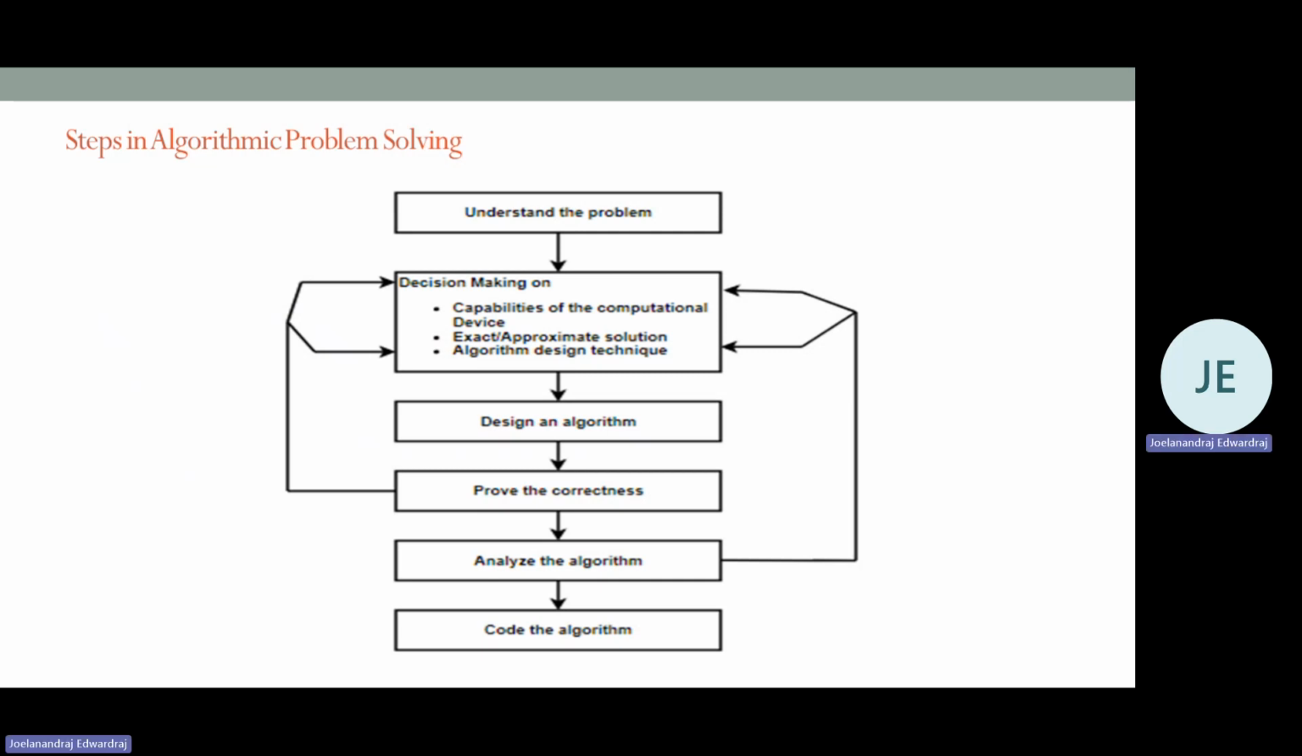Next, we have to analyze the algorithm. Why do we need to analyze the algorithm? The algorithm is working perfectly fine, right? Why do we have to analyze it? The algorithm is working, but is it up to the mark? Whether it's taking too many resources, too much time, all those things we have to check. So we have to analyze the algorithm, and then finally we have to code the algorithm, using any preferable programming language.